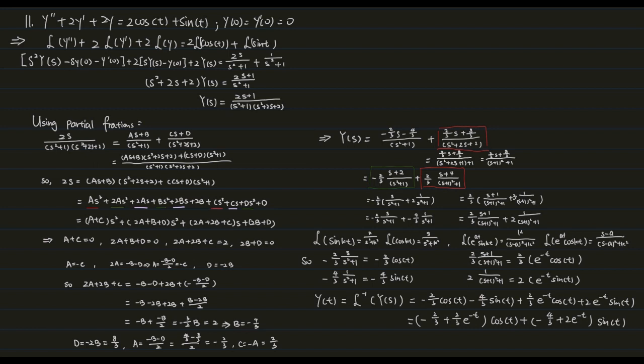We know the Laplace of sine kt and the Laplace of cosine kt, and using this table, we can find that negative 2 over 3 times s over (s squared plus 1) is equal to negative 2 over 3 times cosine t, and the other is similar. So we can get the final answer, y(t) is equal to the inverse Laplace of Y(s). So the final answer is negative 2 over 3 plus 2 over 3 times e to the negative t times cosine t plus negative 4 over 3 plus 2 e to the negative t times sine t.